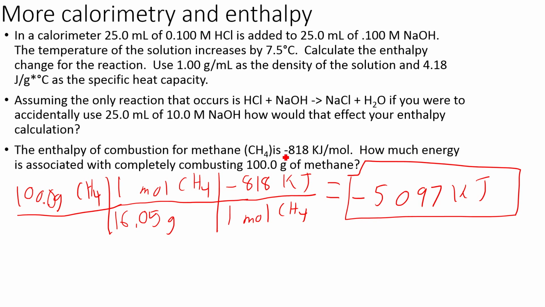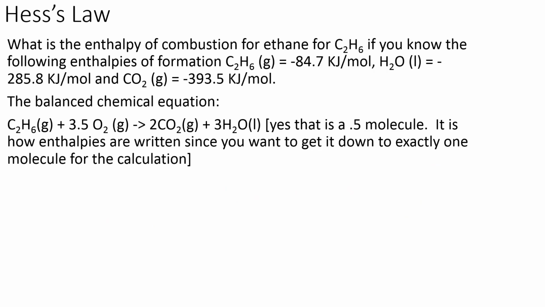Okay, let's now go to our last question, a Hess's law question. What is the enthalpy of combustion for ethane if you know the following enthalpies of formation? I give you the numbers for the formation of the ethane molecule, the formation of water, and the formation of CO2. And I also give you the balanced chemical equation. So we know that ethane plus 3.5 oxygens goes to 2 carbon dioxides plus 3 waters.